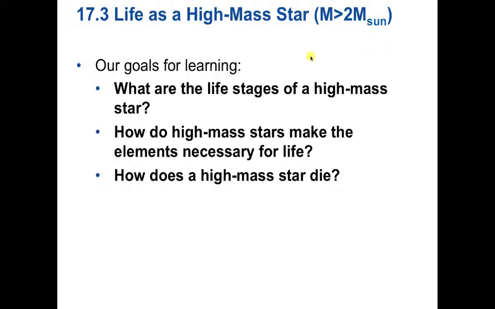Hi class, in this lecture we want to talk about part 3 of chapter 17, which talks about the death of high mass stars, and we're initially including in this definition of high mass what we really call intermediate mass stars. So right now anything that's greater than 2 times the mass of the sun is what we'll talk about, and then we'll split off from those intermediate mass stars to the really high mass stars greater than 8 times the mass of the sun and see what the differences are there.